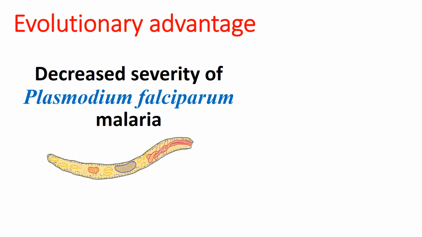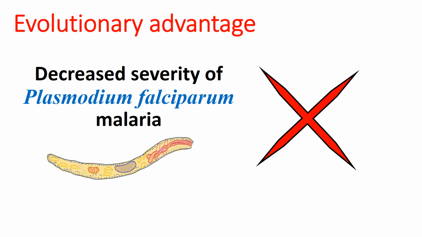It also has an evolutionary advantage. People who are suffering from sickle cell anemia tend to have very good resistance against Plasmodium falciparum malaria. Why is that? Because for this parasite to complete its life cycle, it must pass through the red blood cell. Since our red blood cell is already fragile, it cannot complete the required step. That is why it's destroyed.